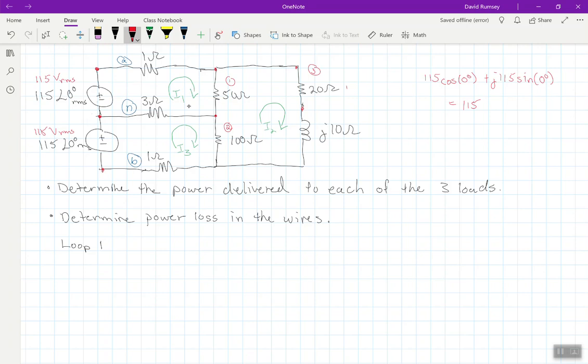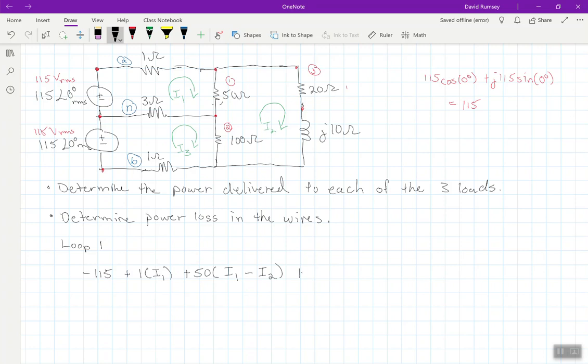Alright, so now we're going to go ahead and do our loop here. I'm coming into the negative side, so that means I'd have minus 115, and then plus 1 times I1, because that's for this resistor right here. And then I've got this 50 ohm right here. But for the 50, I've got 2 currents. Now I'm in loop 1, so I1 we know is positive. I2 is going in the opposite direction of I1, so it's I1 minus I2.